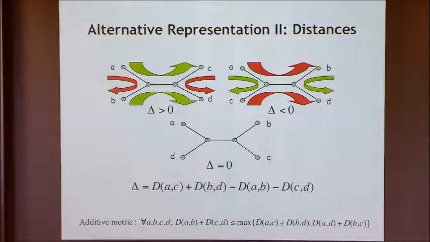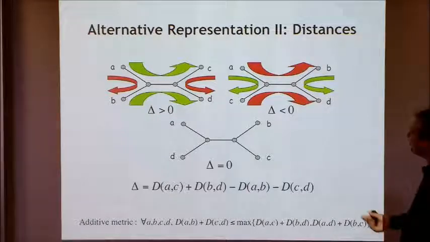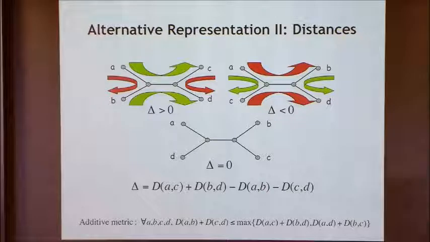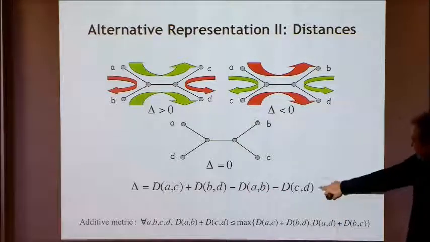Okay, so if I'm given an additive metric, I can get back a tree, and that will be one way of reconstructing trees in a second. How do I do this? Again, let me just tell you at a very high level. Well, what you do is you compute this quantity here.